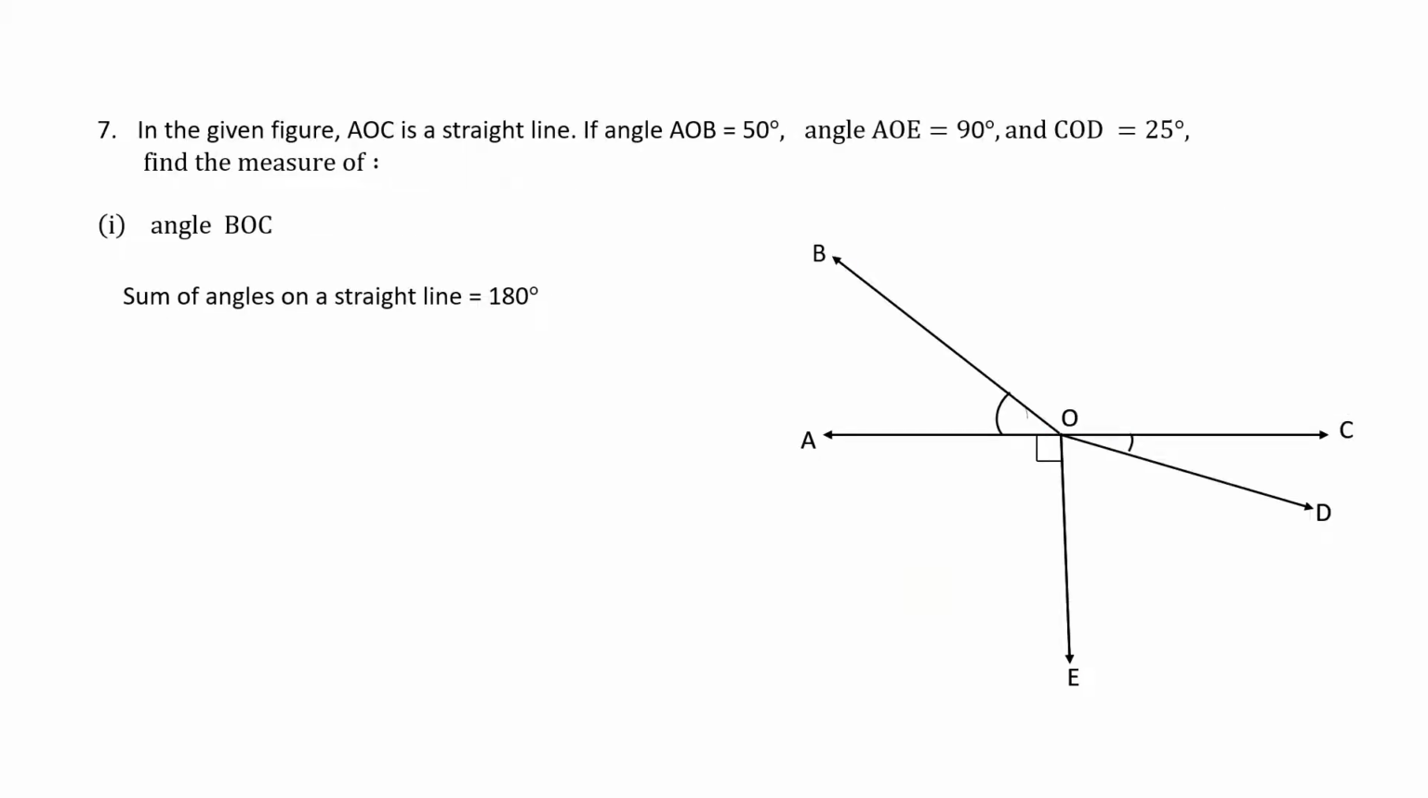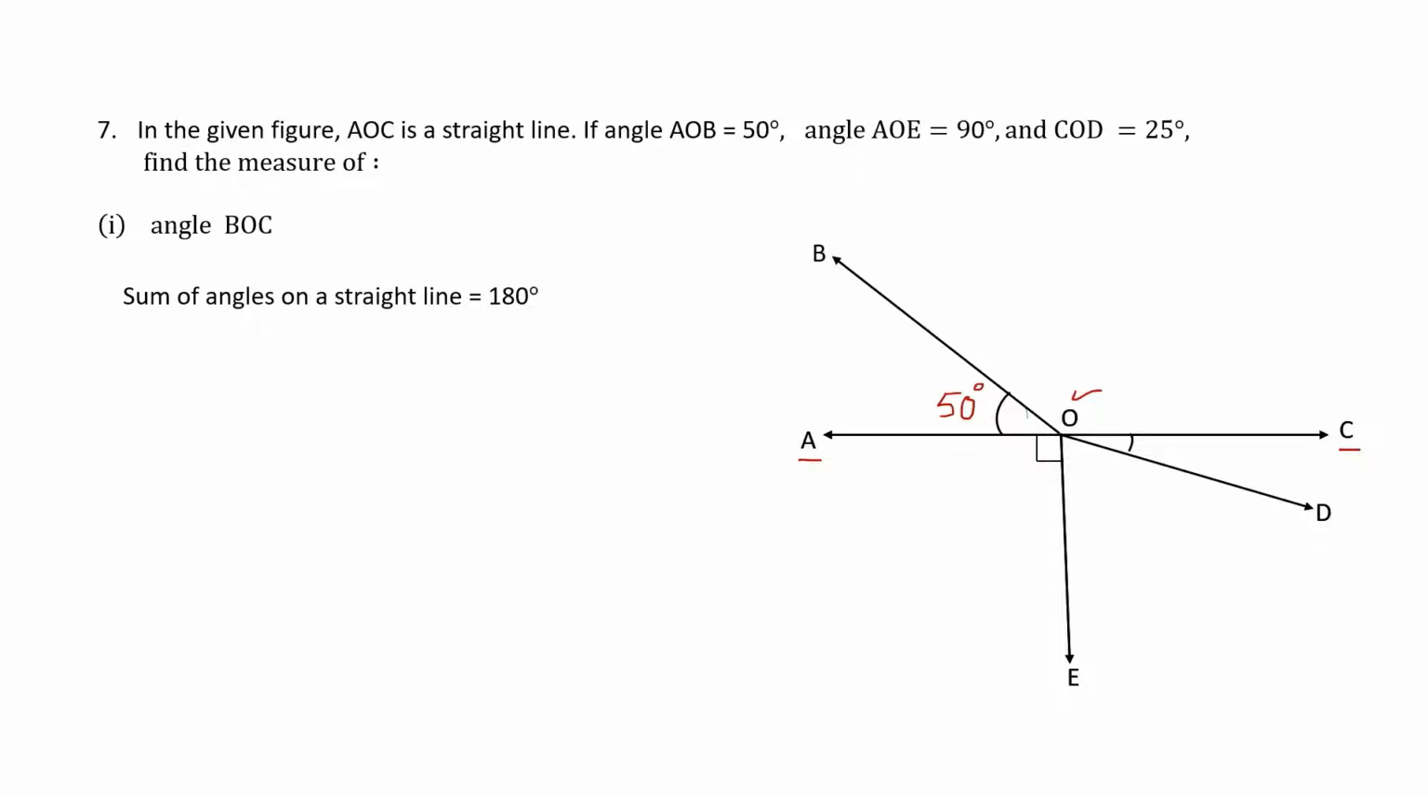Question 7. In the given figure, AOC is a straight line. Okay, let's see that. AOC, yes, it is a straight line. If angle AOB equals 50, okay, AOB is 50. Let me write that down here. So this is 50 degrees.